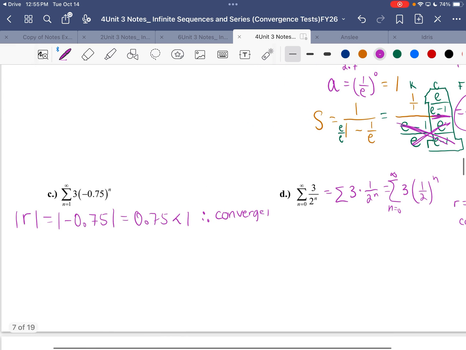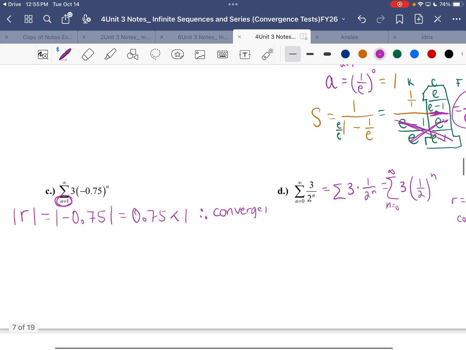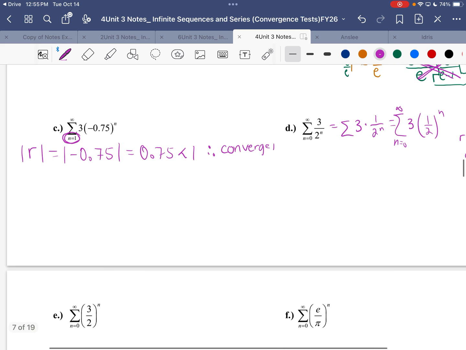Okay, on C, it converges. Find the sum. And I want to point something out to you so you don't get tricked. Where is it starting at? 1. It is not starting at 0. It's starting at 1. Be careful.